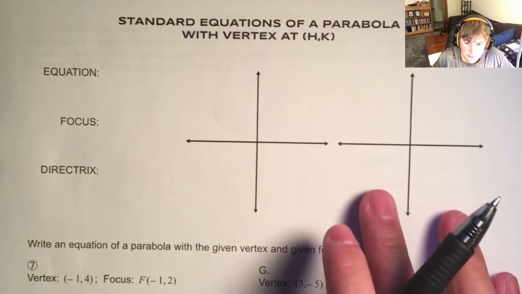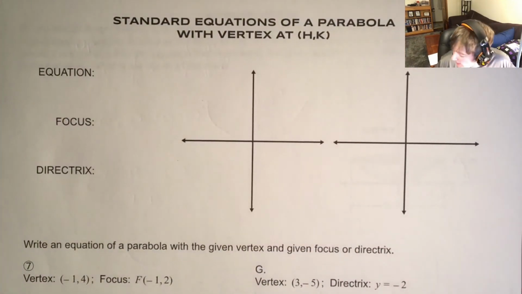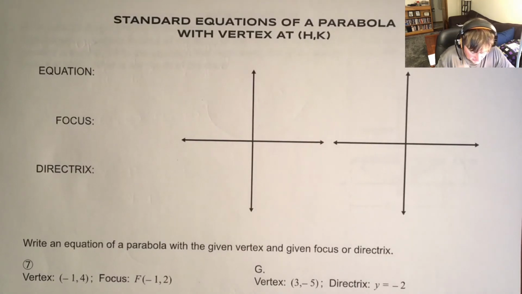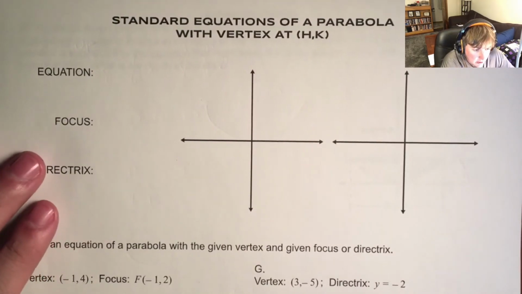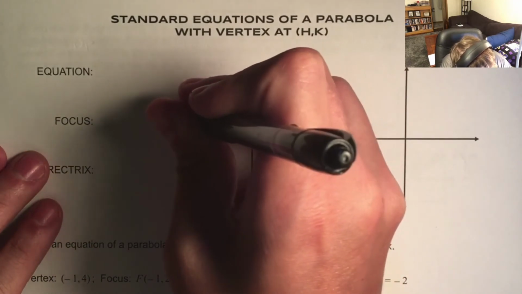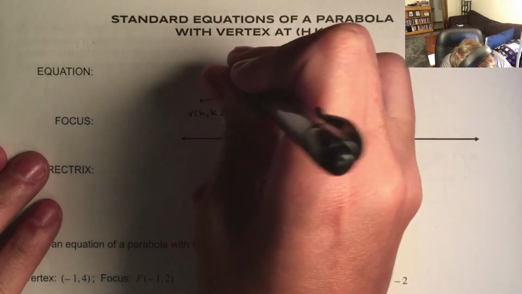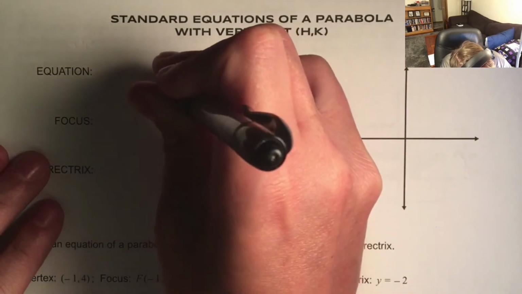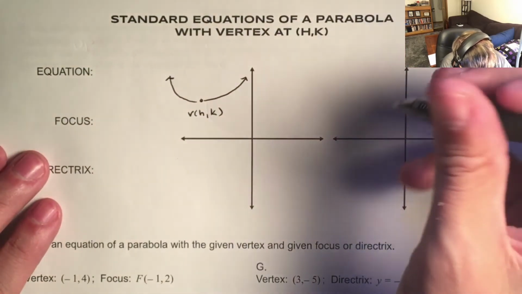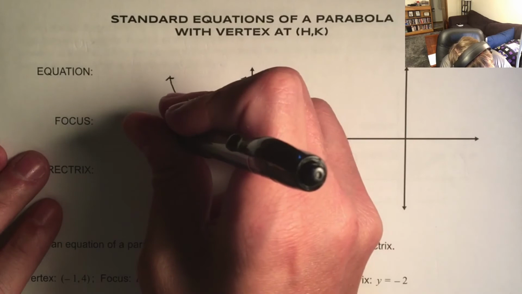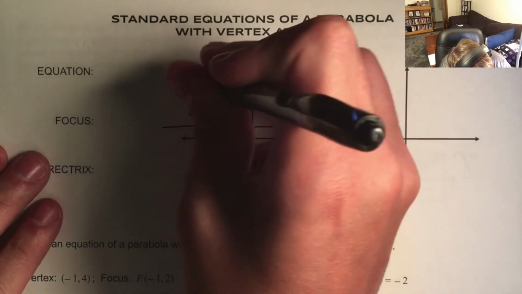Hopefully I can write a little neater on the next one. That was not my best work, I believe. Okay, so what about if it's at a random point (h, k)? Well, if I have some random point (h, k), and that's my vertex, and let's say this one's opening upward. Okay, and so that means I would have a directrix below it and a focus above it.